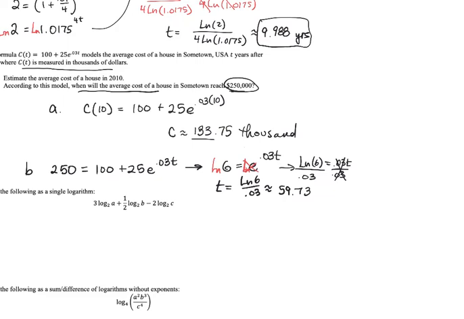So you have to explain this. You could either say it's 59 years past the year 2000 or the year 2059 and August of the year 2059, or whatever 0.73 is of a year. Okay? So the actual answer to part B would be the year 2059. Or you could simply say 59 years past 2000.